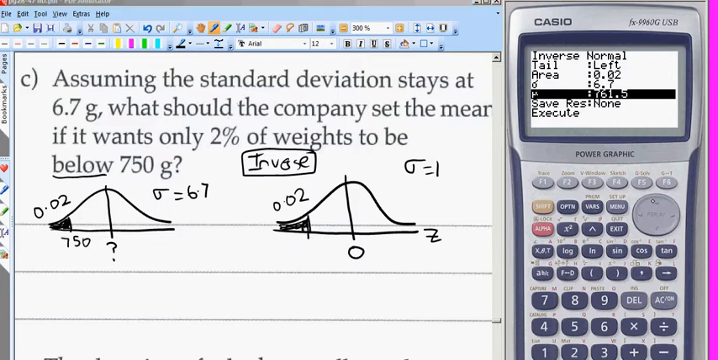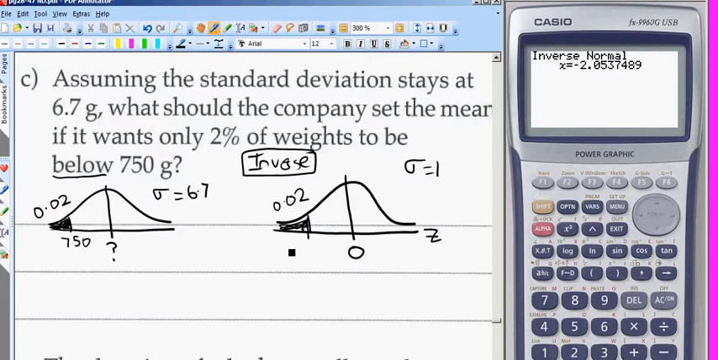So back over to the calculator, left tail 0.02, standard deviation of 1, mean of 0. Let's find what the value is along the bottom. So this number here, this value, is negative 2.054. We'll keep a few decimal places there. So that means that 750 on our weights curve corresponds to a value of negative 2.054 on the standard curve.